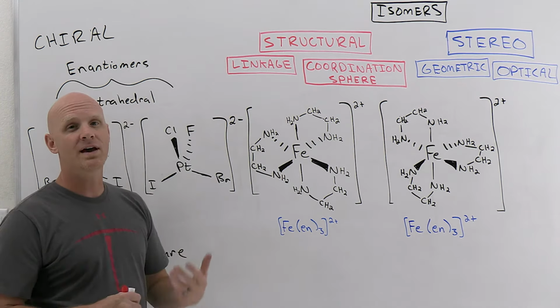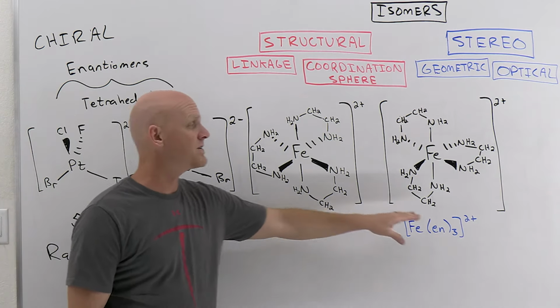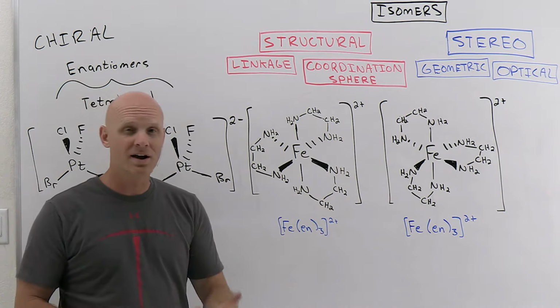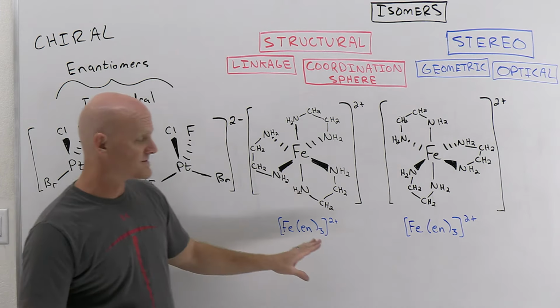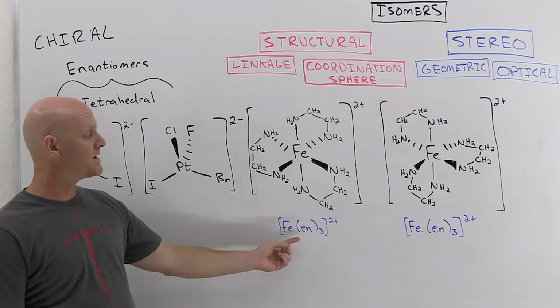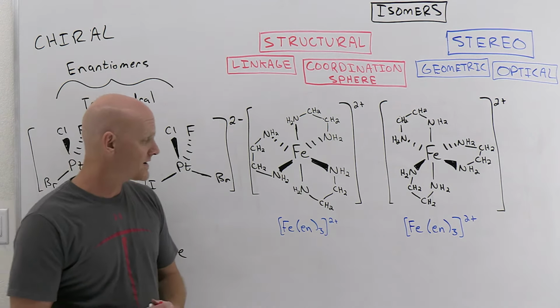But if you built a three-dimensional model of this structure, you'd find out that there are two mirror image versions of this that are not identical. They're non-superimposable. So these are optical isomers, and this is the second case where you should recognize it from a formula: when you've got exactly 3 bidentate ligands on an octahedral complex.